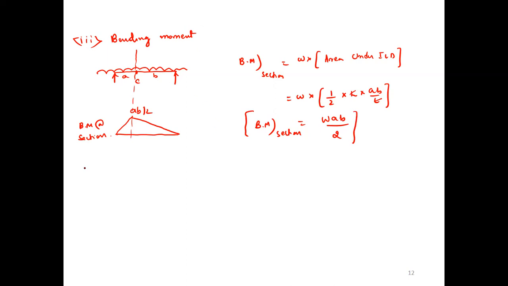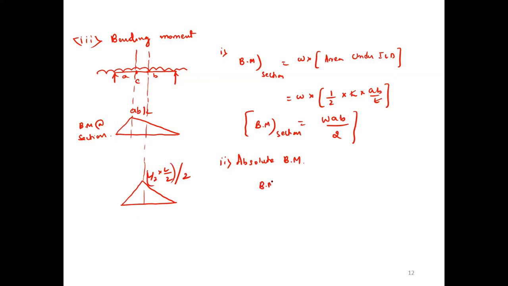If you want absolute bending moment, this is the first part: the bending moment at section. If you want absolute bending moment, this is very, very important. At that time you have to take the span at L by 2 only. So in that case, you are getting an ILD like this. AB by 2 will become L by 2 into L by 2 divided by 2. How much will it become? AB by 2.